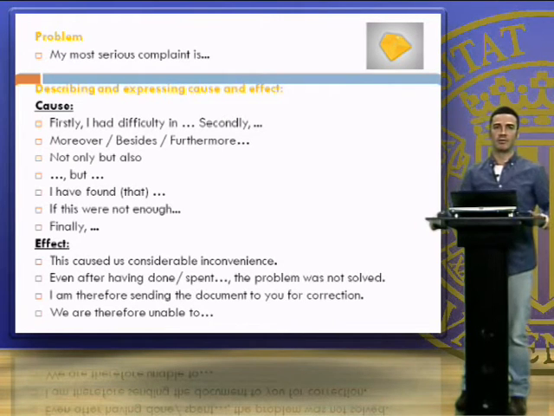Okay, and to express effect? This caused us considerable inconvenience. Even after having done or spent, the problem was not solved. I am therefore sending the document to you for correction. We are therefore unable to. Excellent.